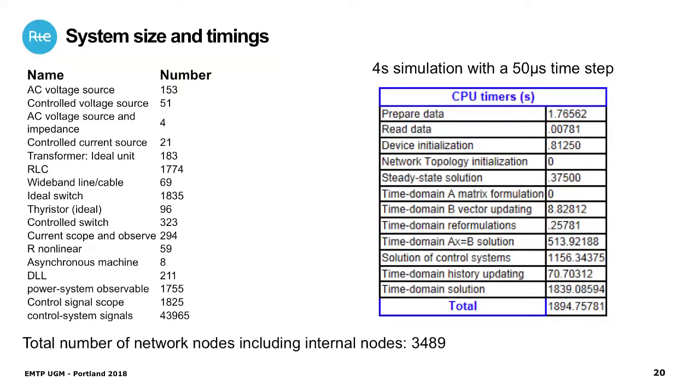But the simulation runs, and actually we have a pretty good result in steady state, not perfect, but we're still working on it. This is some figures on the system size and timings. You have the number of electrical nodes, a little bit more than 3,000 on this grid, the number of wideband line cables, and obviously a lot of control system signals, because all the control systems have been designed in the software. So you have all the control system open. You can have access to everything, all the details inside.